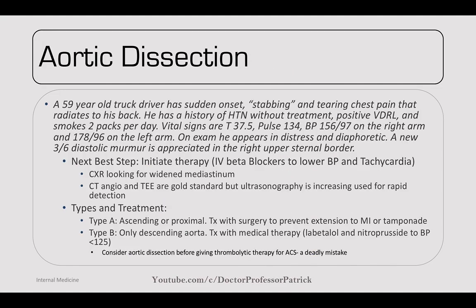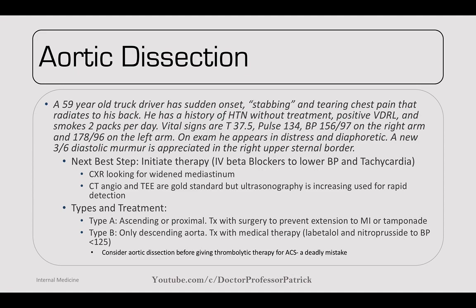So next up, another deadly cause of chest pain is going to be aortic dissections. This is commonly seen in question stems in truck drivers, and this is because they are restricted from taking certain medications while they're driving, anything that's going to cause the risk of hypotension, and that they would swerve off the road essentially. So we've got a truck driver that suddenly has stabbing and tearing chest pain that radiates to his back.